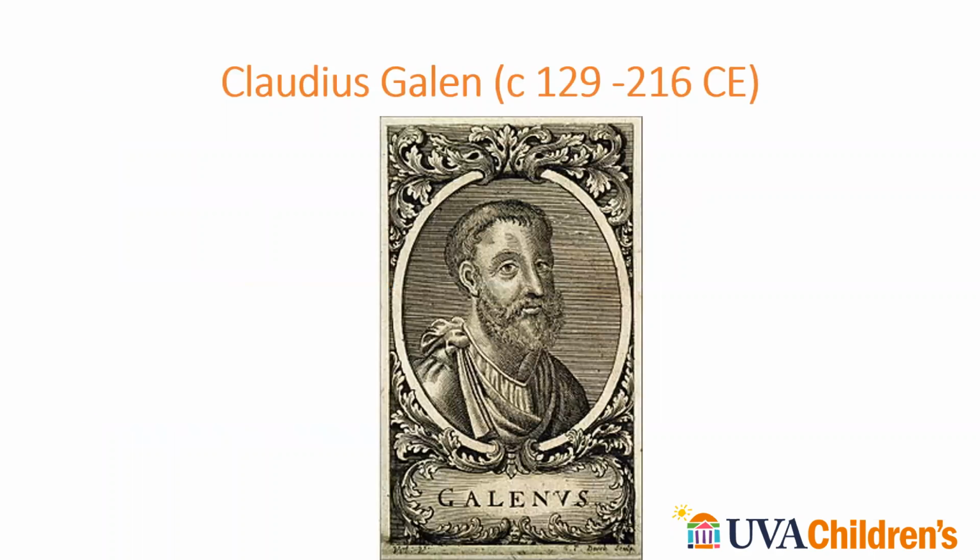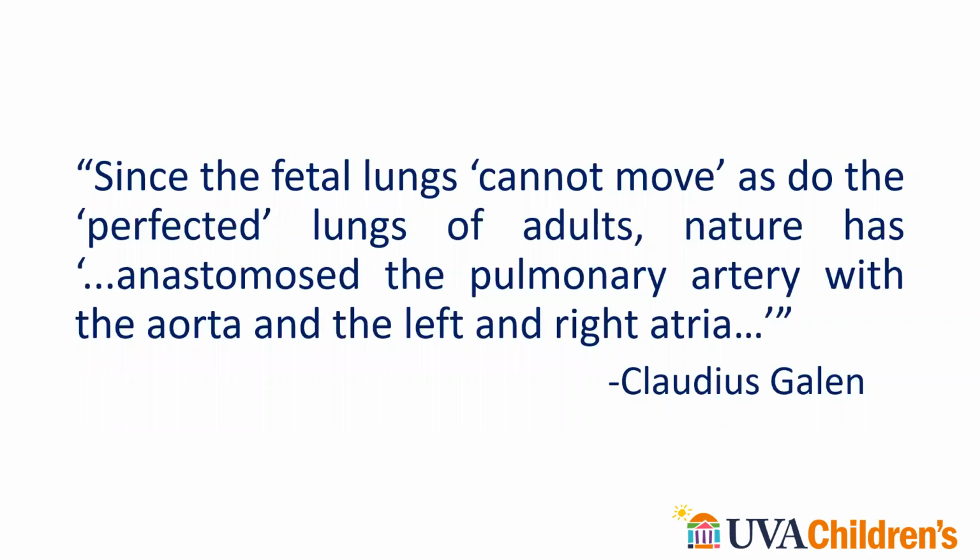So Claudius Galen is usually given credit as being the first to offer a clear description of the foramen ovale and its valve and the ductus arteriosus in fetal cadavers. He said, since the fetal lungs cannot move, as do the perfected lungs of the adults, nature has anastomosed the pulmonary artery with the aorta and the left and right atria. I would say this is pretty accurate for around 200 CE.